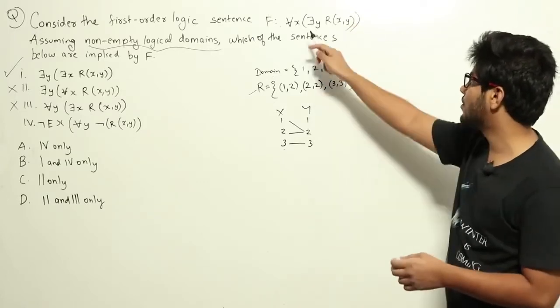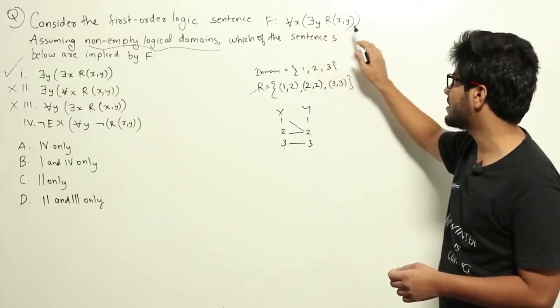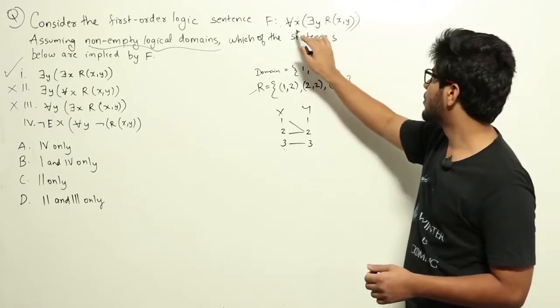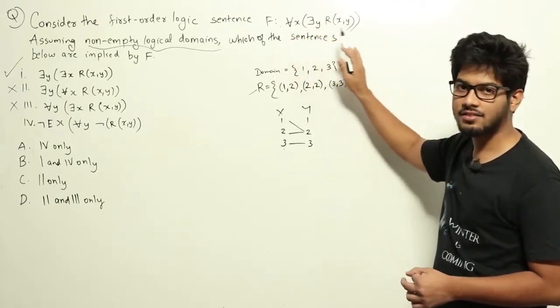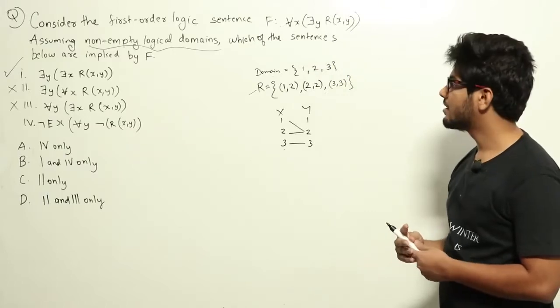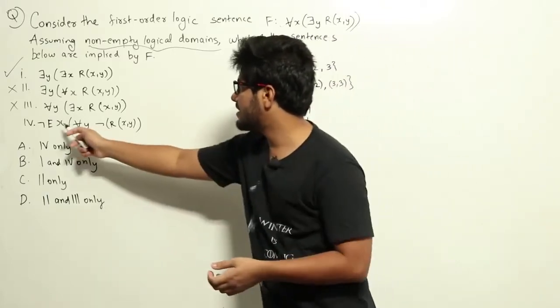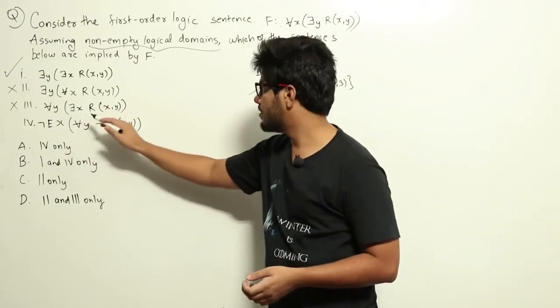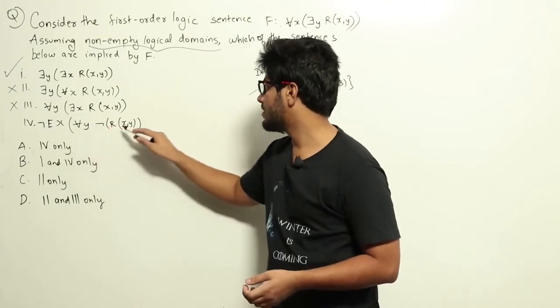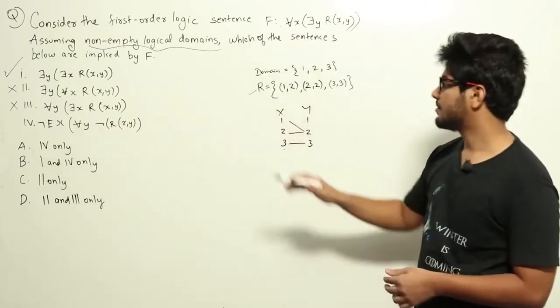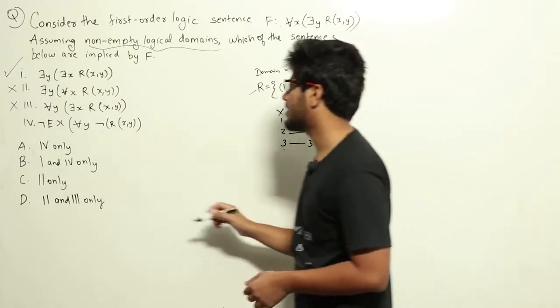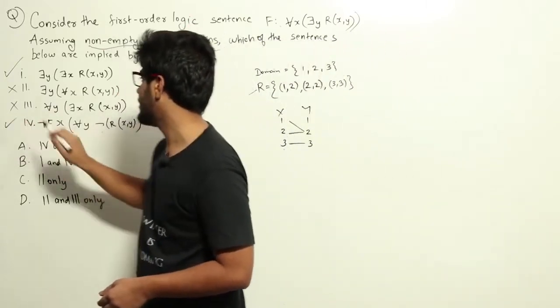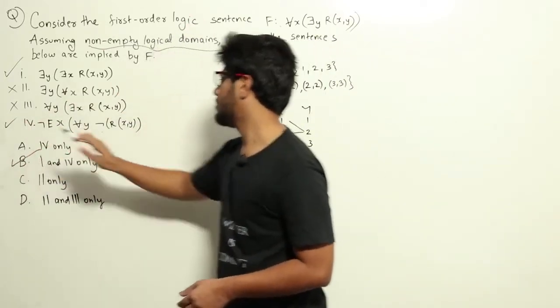I'll repeat that. For all X there exists Y such that X is related to Y is the same as saying that there doesn't exist any X which is not related to any Y, which is nothing but this statement: there doesn't exist any X for which for all Y, X is not related to Y. So statement 4 is also correct. These two statements are the same. So the answer is B.